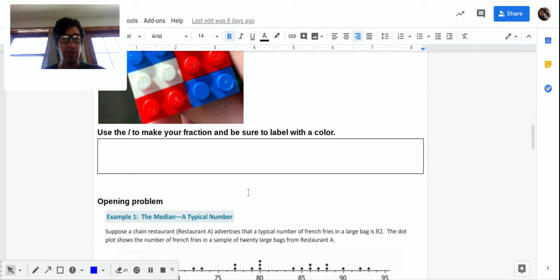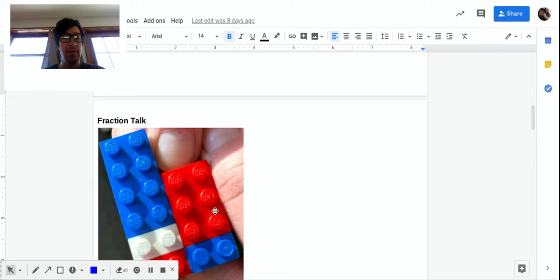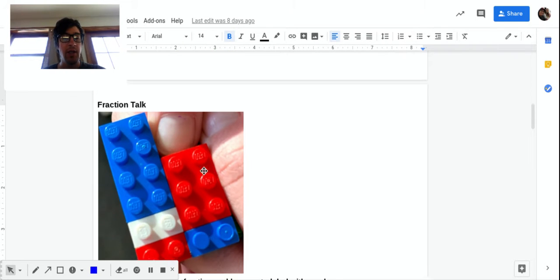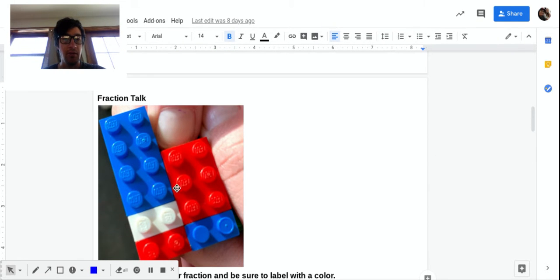Fraction talk, there are still people. This morning, when I got up, I checked some papers. There are still people not using the slash, not labeling with a color. Come on, you guys. It's called a fraction talk. It's not a count the dots talk.